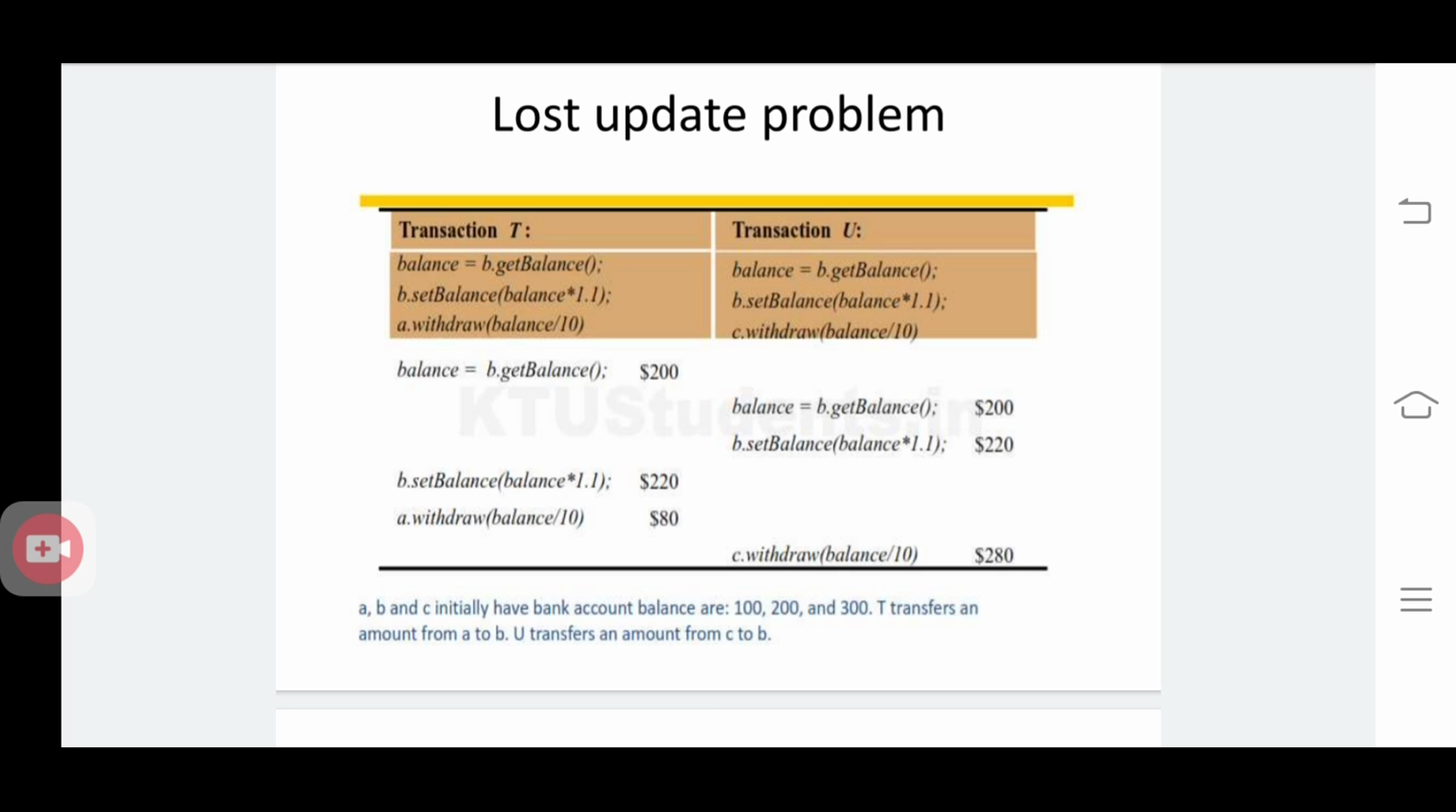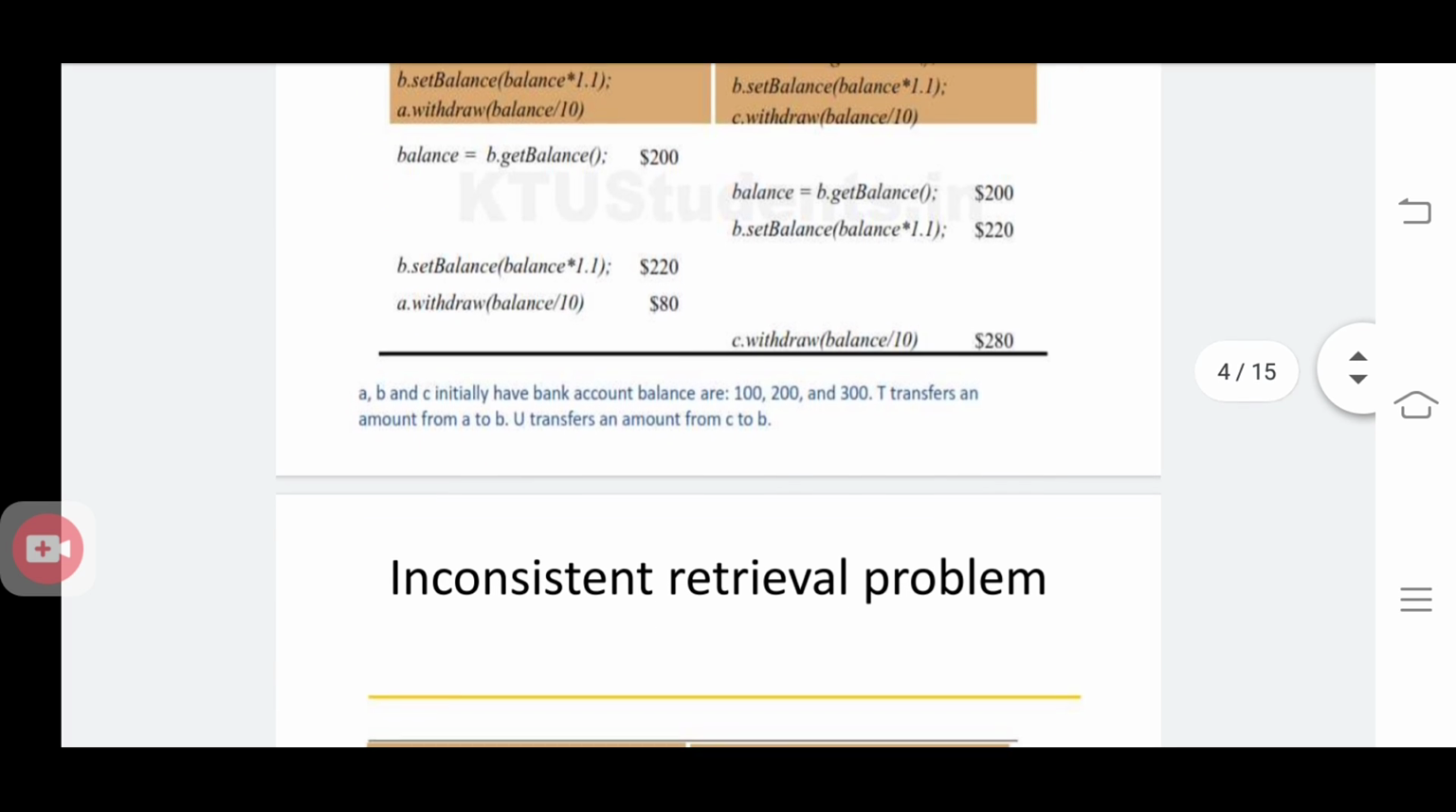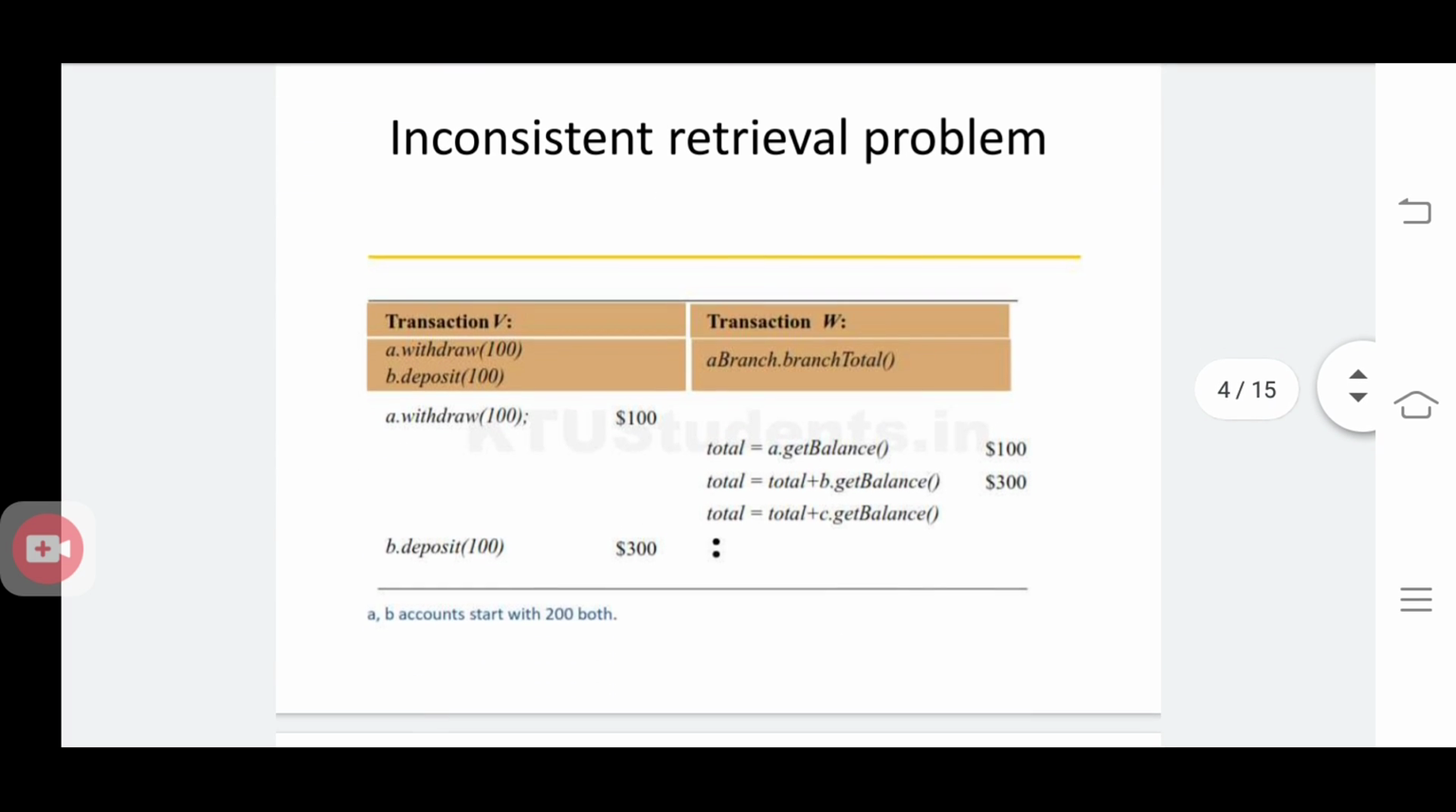That is a problem of a concurrent transaction, right? This is the lost update problem. Next is the inconsistent retrieval problem. You can see two transactions, V and W, and V is doing two operations: withdrawing some amount from A and depositing some amount in B account.